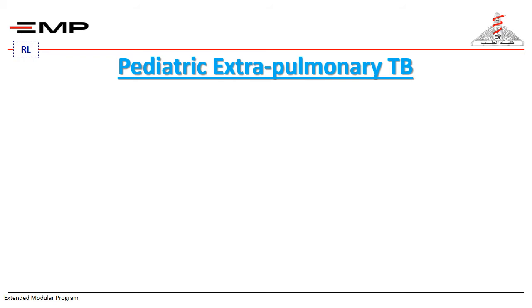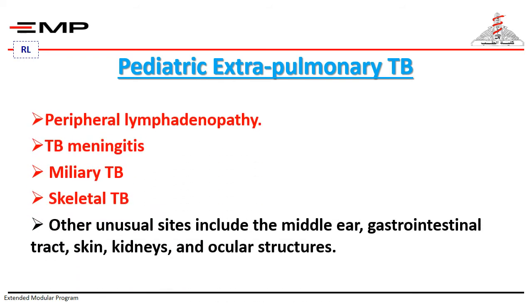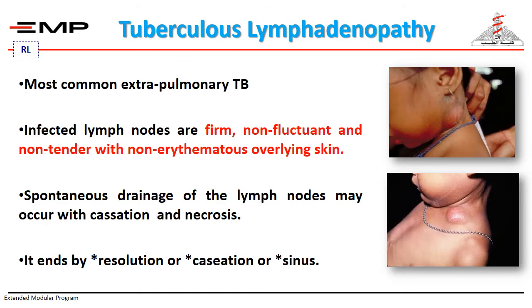What about pediatric extrapulmonary tuberculosis? It can be peripheral lymphadenopathy; I told you it is the most common extrapulmonary sign. It can be TB meningitis, miliary TB, or skeletal tuberculosis. Other unusual signs include the middle ear, GIT, skin, kidneys, and ocular structures.